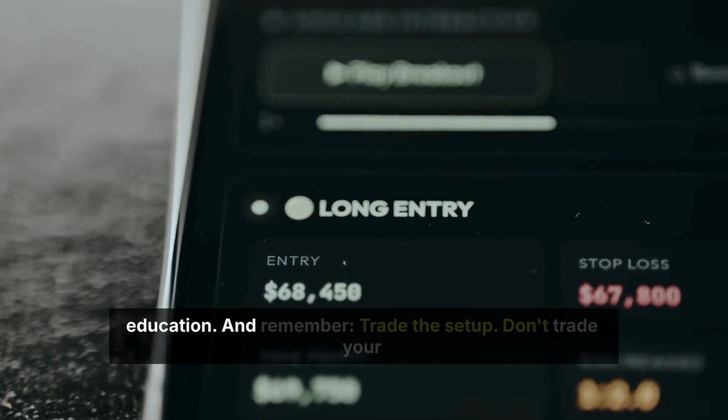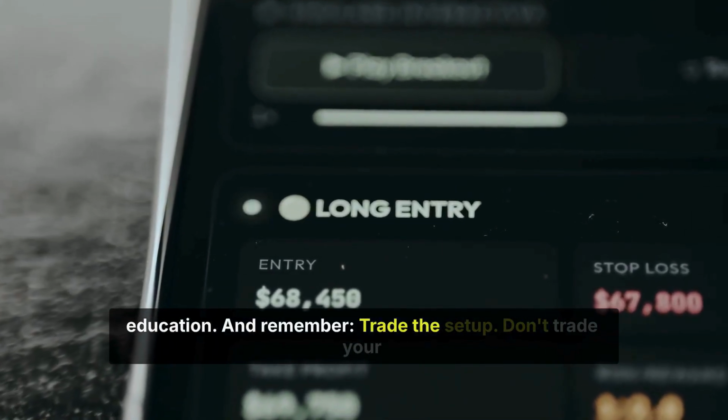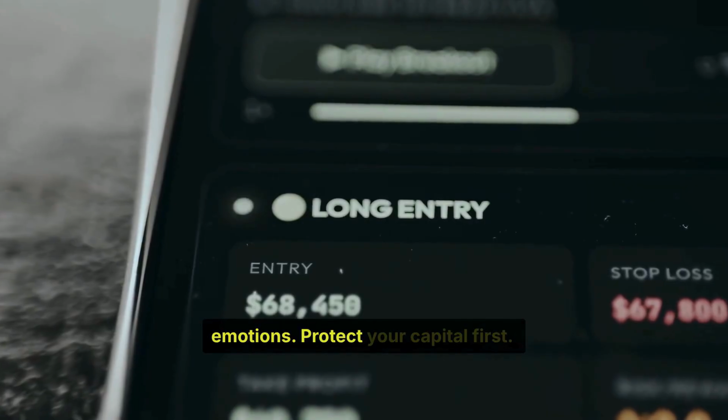Remember, trade the setup. Don't trade your emotions. Protect your capital first.